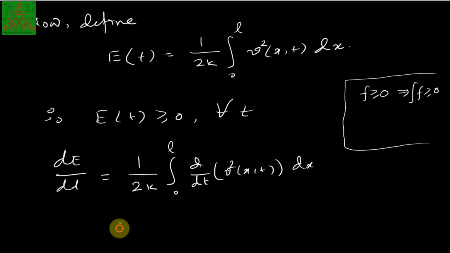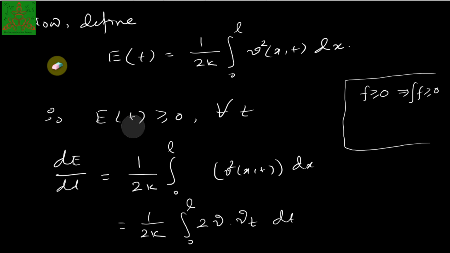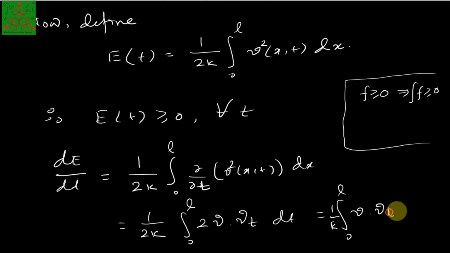So that will give me 1 by 2k integration from 0 to L. The derivative of v square is 2v, and the derivative of v is ∂v/∂t dt. I should write here it is actually del by del t, because v is a function of two variables. The 2 cancels out, and we'll have integral from 0 to L of 1 by k v into vt dx.